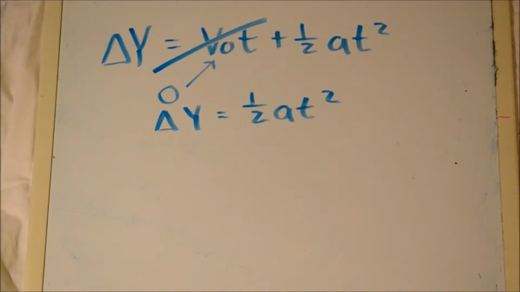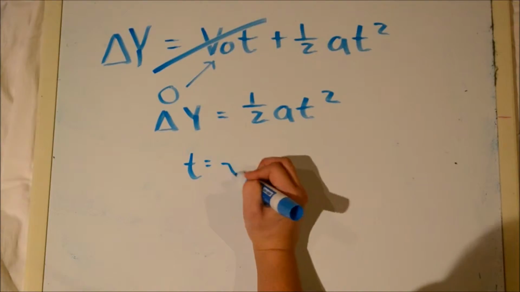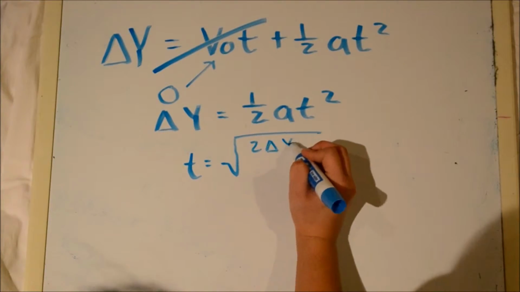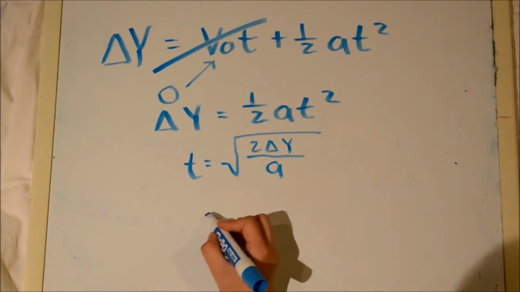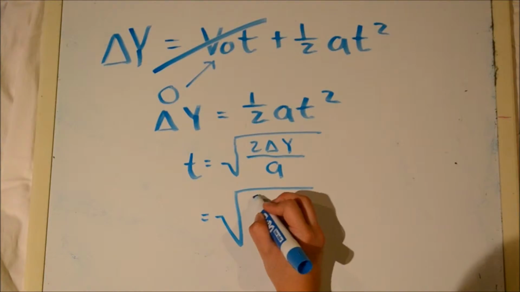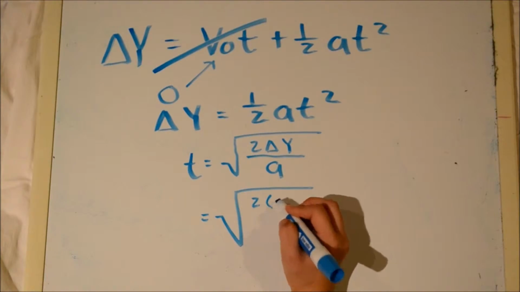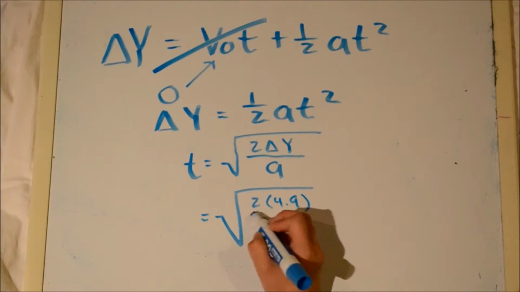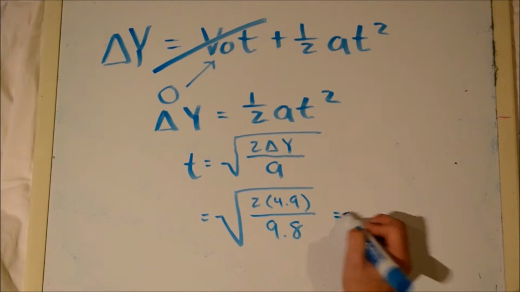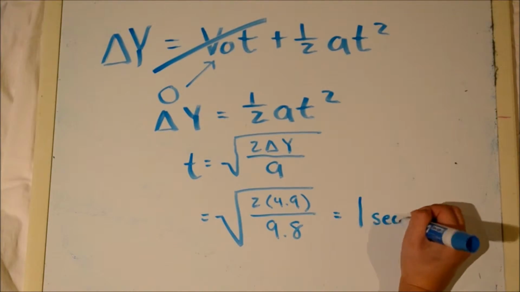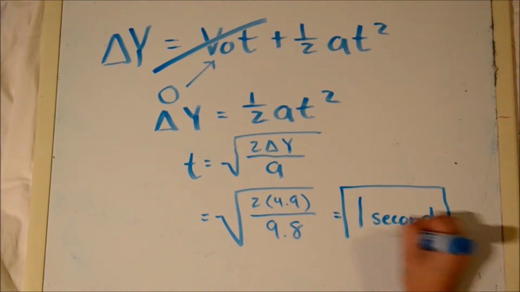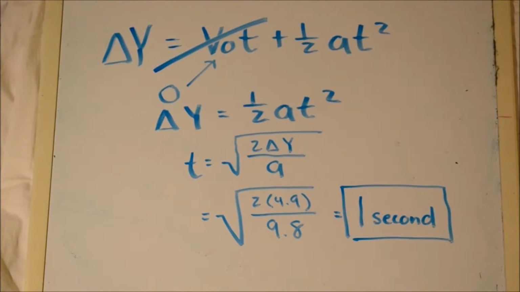But we're trying to find time, so we can change our equation to time equals the square root of 2 times the change in y over the acceleration. And now we can begin to plug in our variables. Our acceleration is 9.8 meters per second, and our change in y is 4.9. And by using a calculator, we get that the time is equal to 1 second.